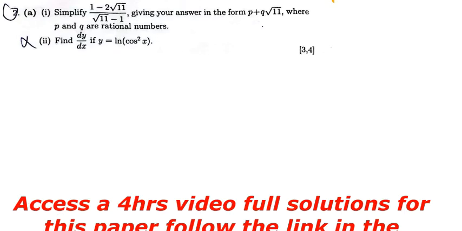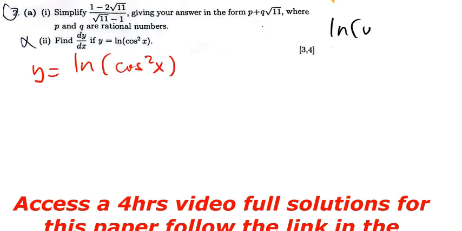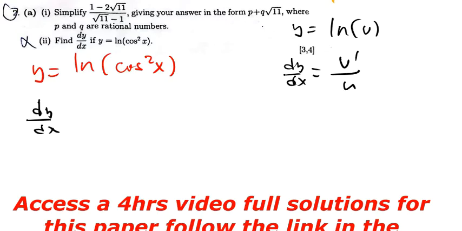Let's try to solve part 2, which is under calculus, which says find dy over dx. We have y equal to ln, natural log, of cos squared x. One thing I want us to understand is that if y is equal to natural log of u, then dy over dx is basically u prime divided by u. So to find dy over dx, I should take the derivative of cos squared x over the original cos squared x.